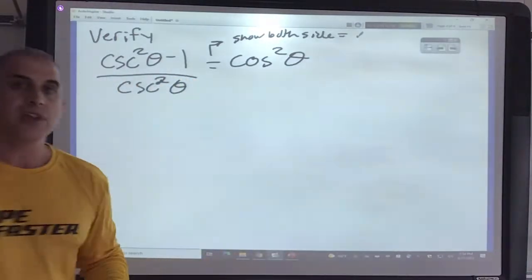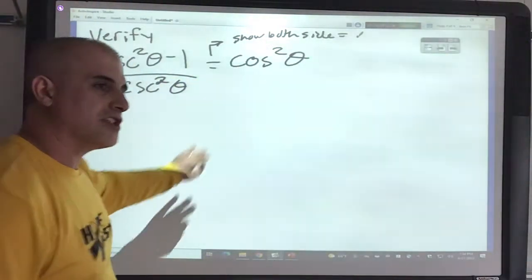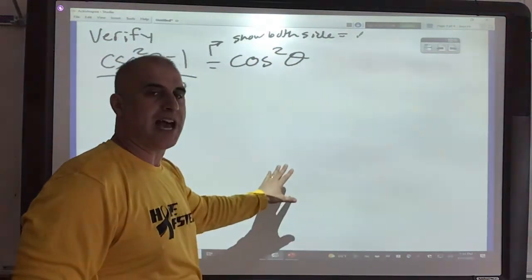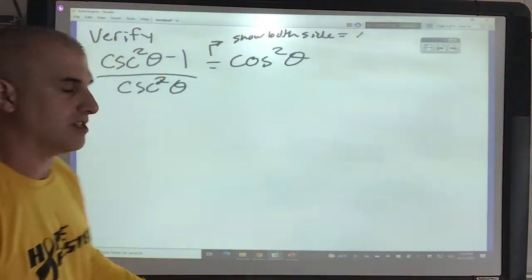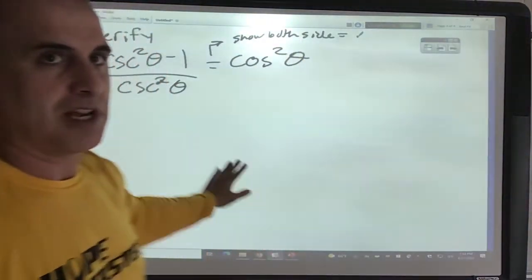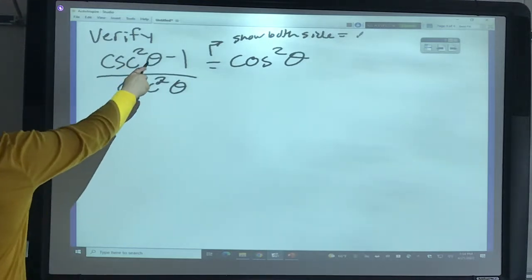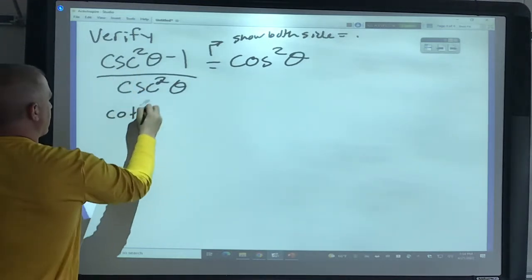Now, if you ever get in the situation where you've done your work and it doesn't quite match up, see if you can change that one. We'll do an example of that in a little bit. Most of the time, though, if you don't match up, you did something wrong along the way. Now, this right here is an identity. This identity is cotangent squared.